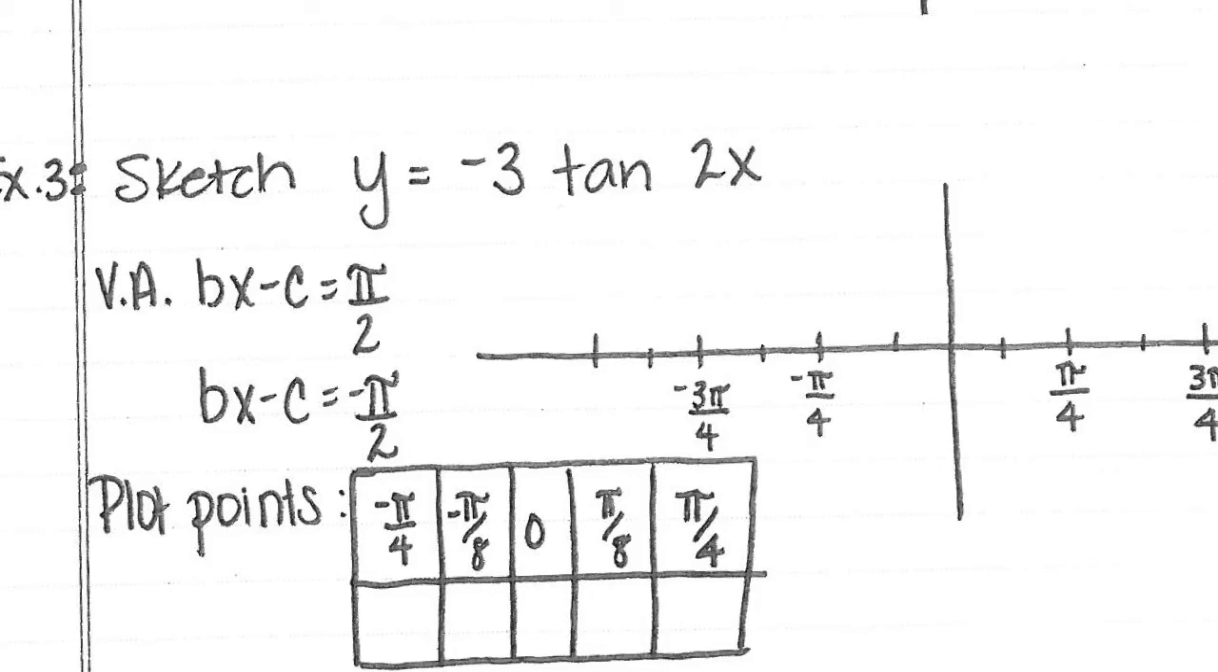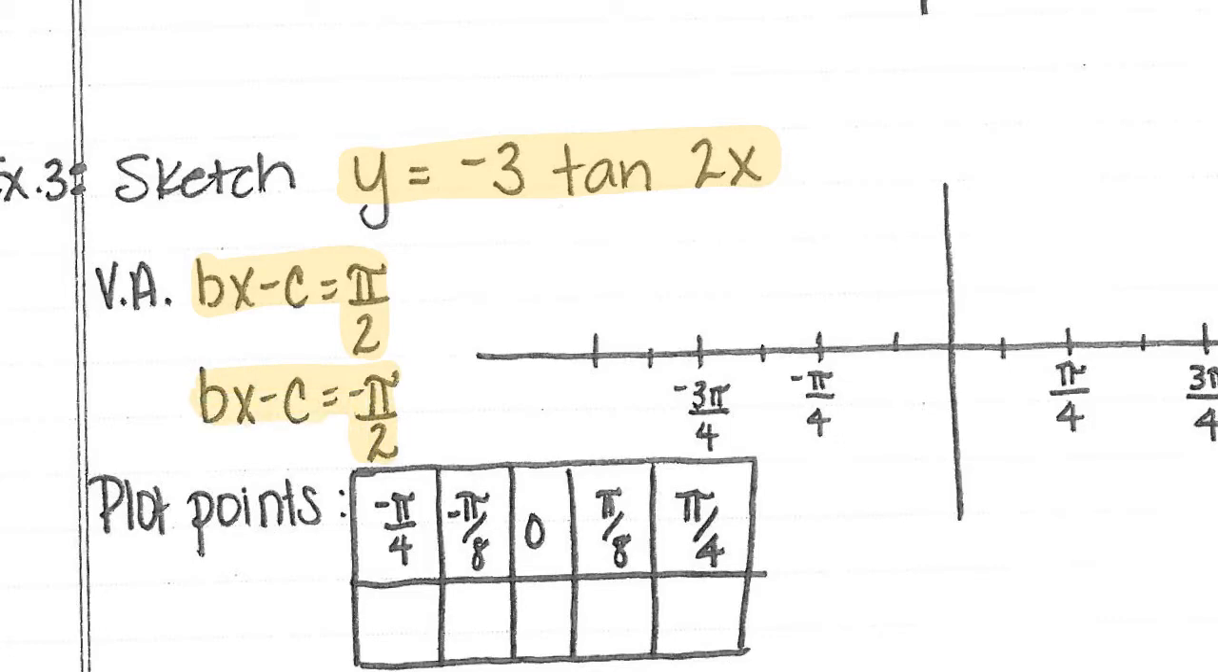Right, so let's look at another one. This one's a little bit different. Notice it's saying sketch y equals -3. So now we have a different change of amplitude. We know the vertical asymptotes will be at pi/2 and -pi/2.